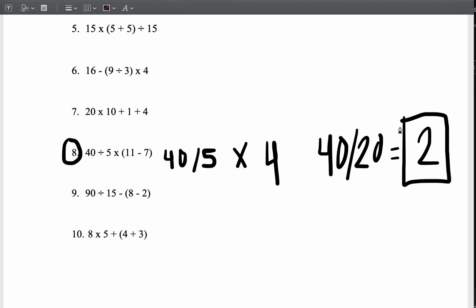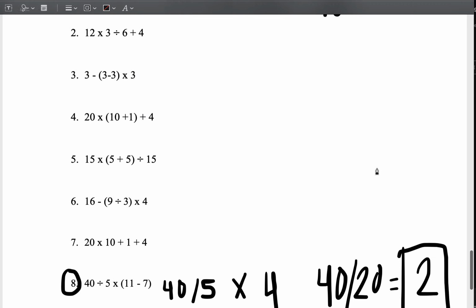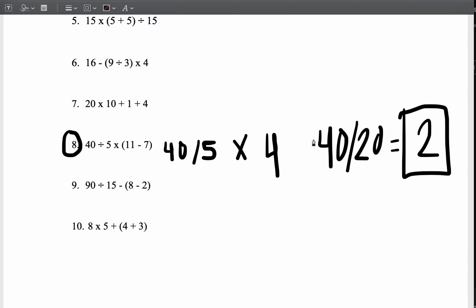Just got to follow the order of operations. And yeah, that's basically all you do. And I hope you guys learned a lot from this lesson.